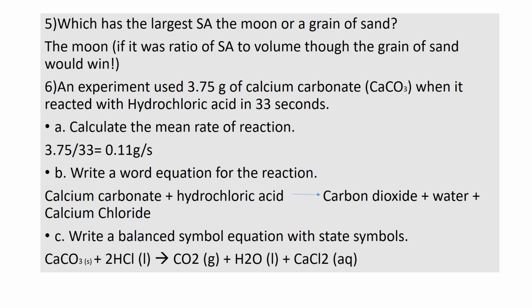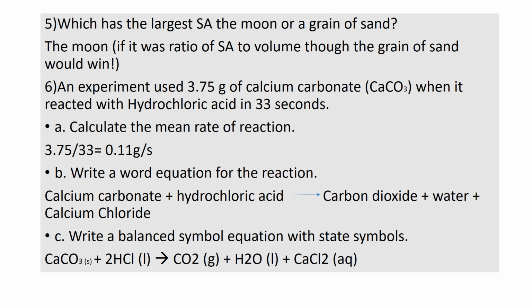So, answers. So the moon has a larger surface area than a grain of sand. That's obvious. However, if it was a ratio of surface area to volume, a grain of sand would actually have a higher ratio. Experiment used 3.75 grams of calcium carbonate when it reacted with hydrochloric acid in 33 seconds.